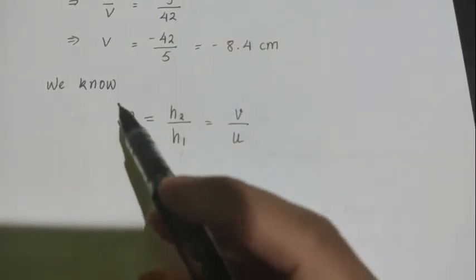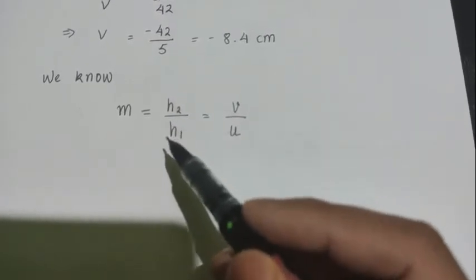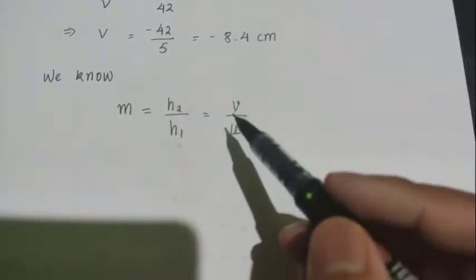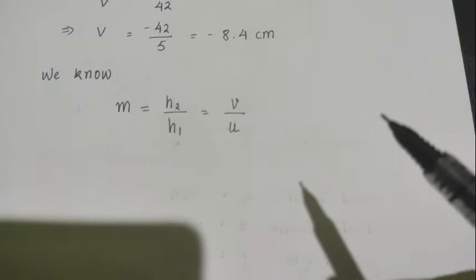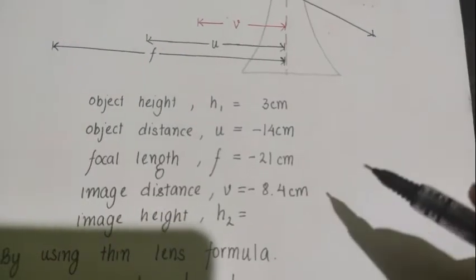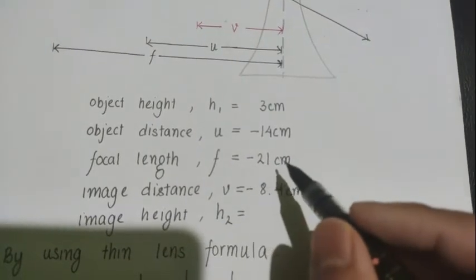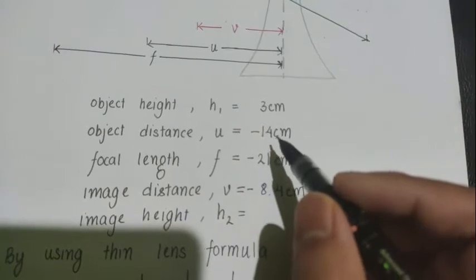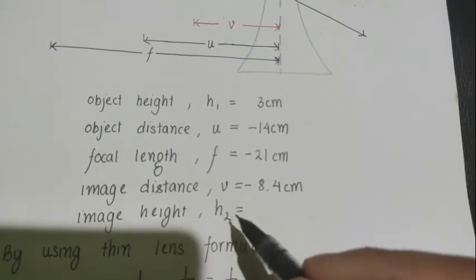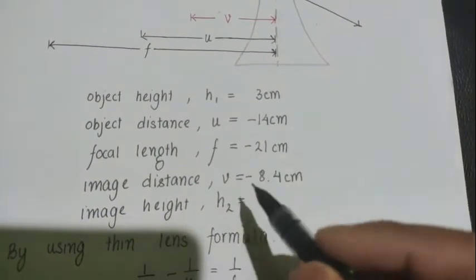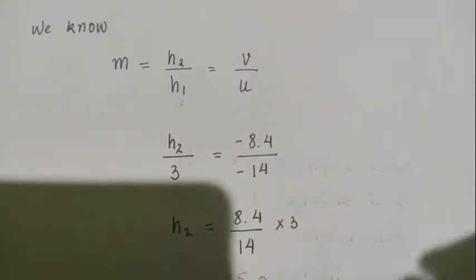Now in this formula, M stands for your magnification, H2 stands for your height of the image, H1 height of the object, V image distance, U object distance. Clear? Now we know our V is minus 8.4 centimeter, F is minus 21 centimeter, U is minus 14 centimeter and H1 is 3 centimeter. We have to find our image height H2. Now next we will substitute these values in our equation.